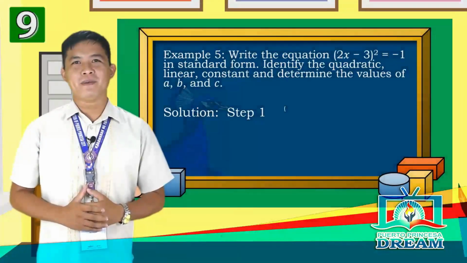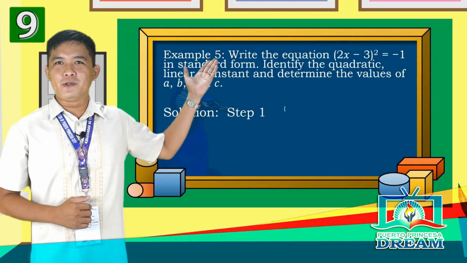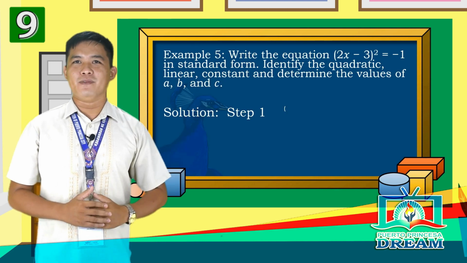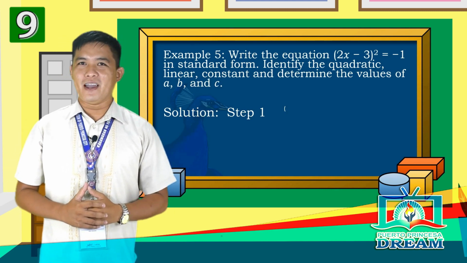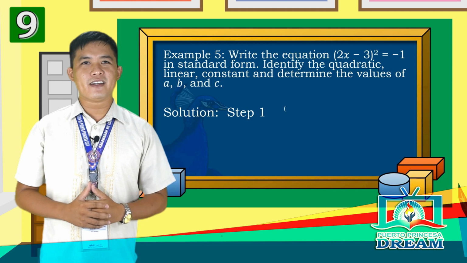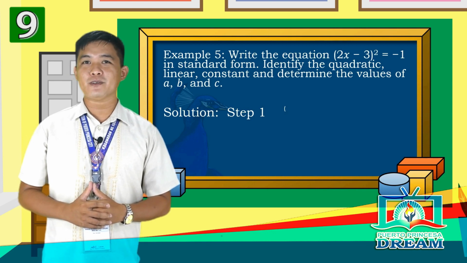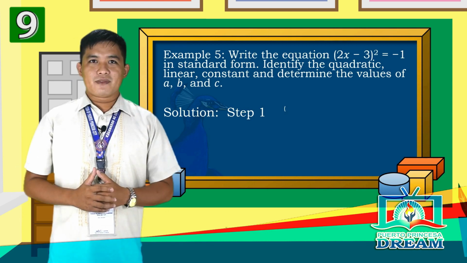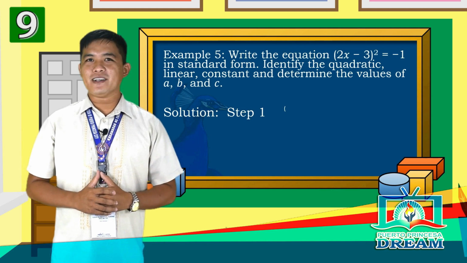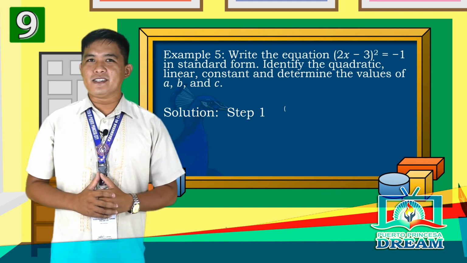Example number 5. Write the equation the square of 2x minus 3 equal to negative 1 in standard form. Identify the quadratic, linear, constant, and determine the values of a, b, and c. Step 1. Square the binomial. You may apply this concept.